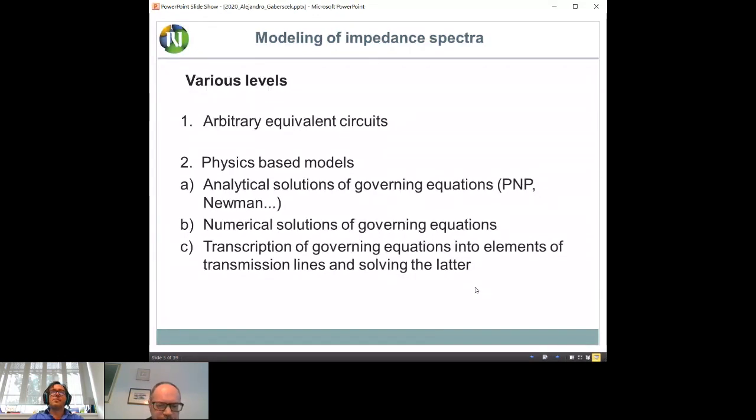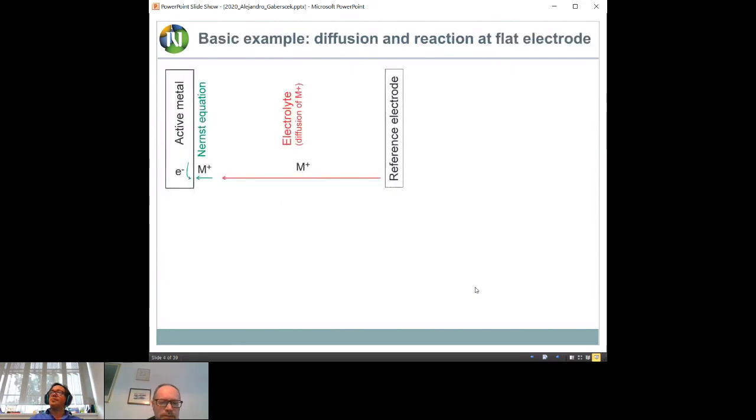So maybe this transmission line modeling out of governing equations is not that familiar in the community, although there are many papers on that, maybe not so much in batteries, but elsewhere. So maybe I will talk about this approach later on. I will explain very briefly what this is. But first, let me try to compare different levels of modeling, so that we know what exists.